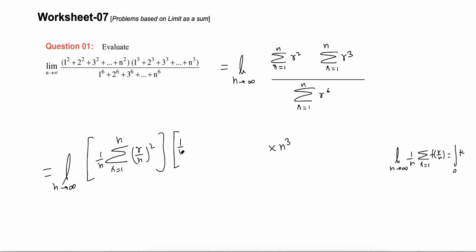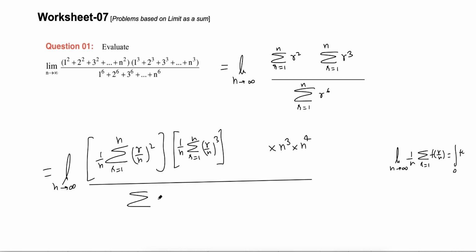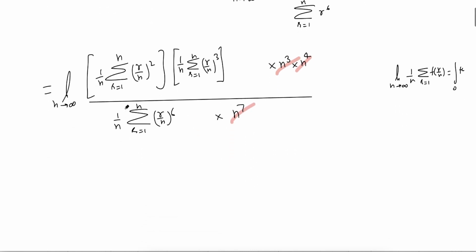Now this one, I can write 1 by n sigma r equal to 1 to n, (r by n) whole cube. And then again, what extra did I do? I divided n cube here, so n power 4, into n power 4. I hope all of you are able to understand. Divided by sigma (r by n) power 6 into 1 by n, r equal to 1 to n. What extra will I divide? N power 6 here, n here, means into n power 7 I need to do. Now easily you can understand that these two will get cancelled with this. Question is over.